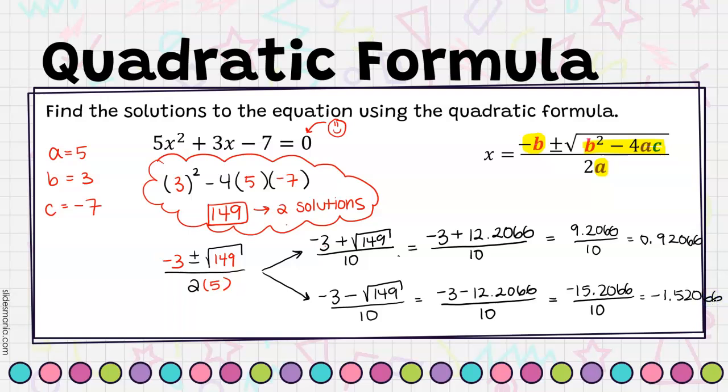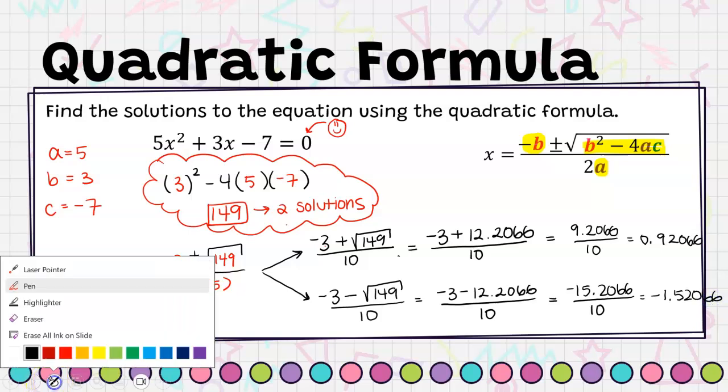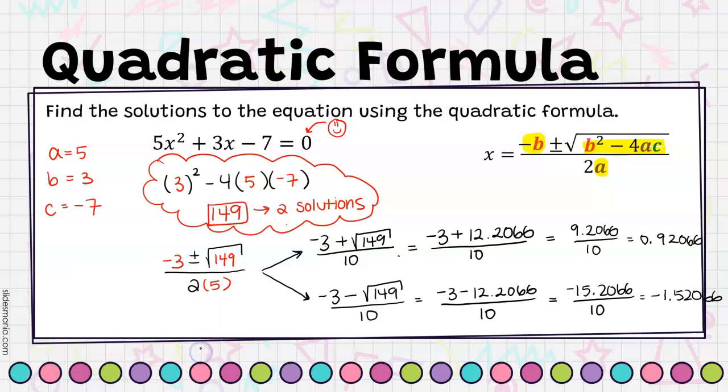-1.52066. Now, on most of our tests and quizzes for this unit, we're going to want you to round to 3 decimal places. What that means is I want 3 numbers after the decimal point. In order to round appropriately, I need to look at the number that comes next. So in this case, it is a 6. The 6 tells me that I need to round this answer up. So 0.921.